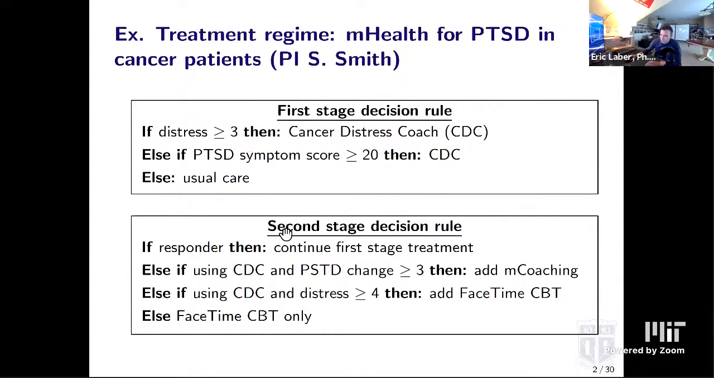The second rule, which is assessed after a fixed time period in this case, says if you're responding, and that's operationalized in terms of your symptoms, then you just continue whatever you're doing. So if it seems to be working, you just continue.